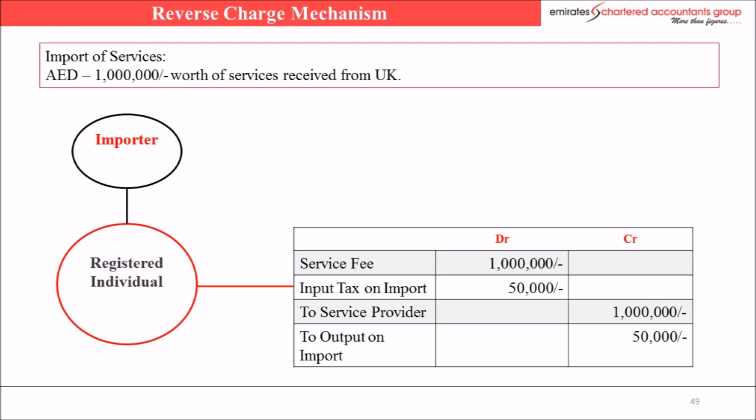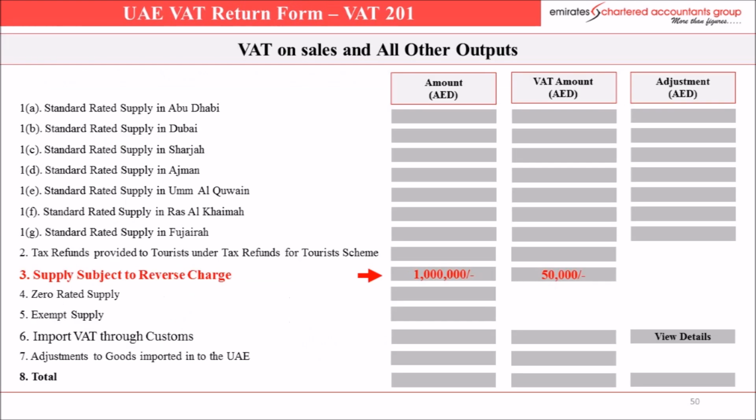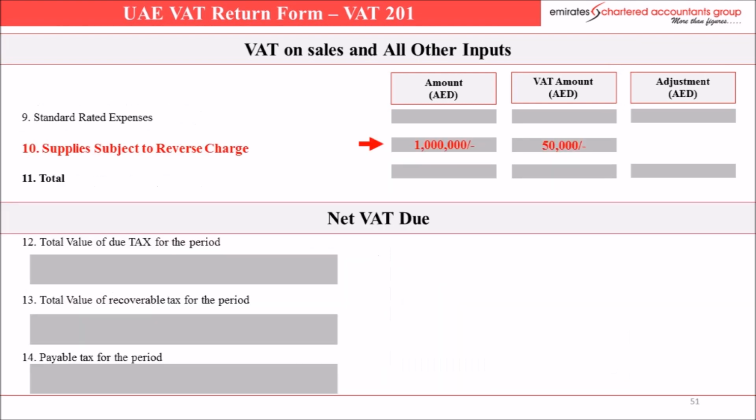The transaction has to be recorded in the UAE VAT return form under serial number 3, supply subject to reverse charge. This is the import of services. The total value of import of service is 1 million and the tax liability has to be recorded as 50,000. This is the amount payable to the authority. However, the same amount, if eligible, we can take as input credit, which will be recorded under serial number 10.